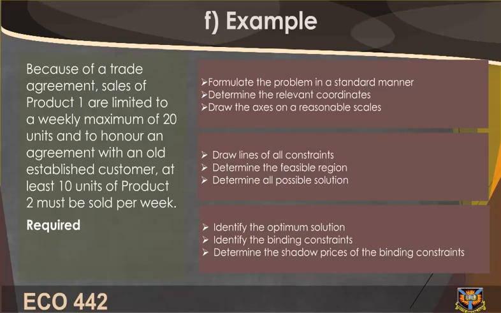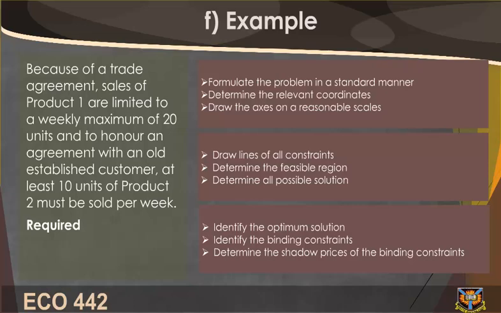F. Example. Because of a trade agreement, sales of product 1 are limited to a weekly maximum of 20 units, and to honor an agreement with an old established customer, at least 10 units of product 2 must be sold per week. Required: formulate the problem in a standard manner.